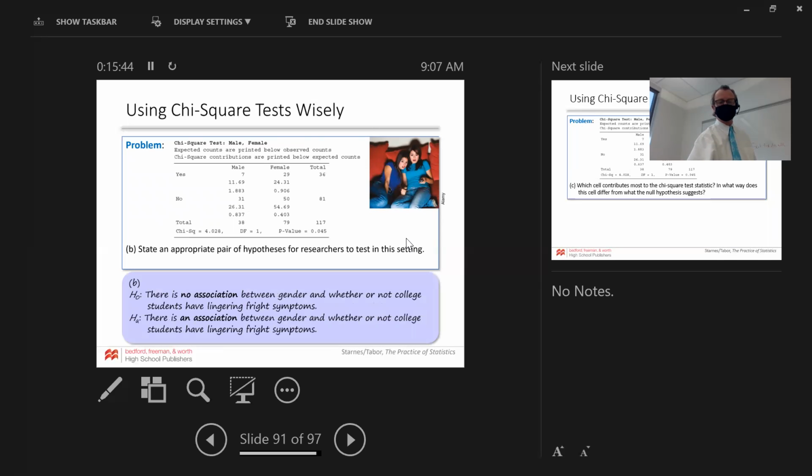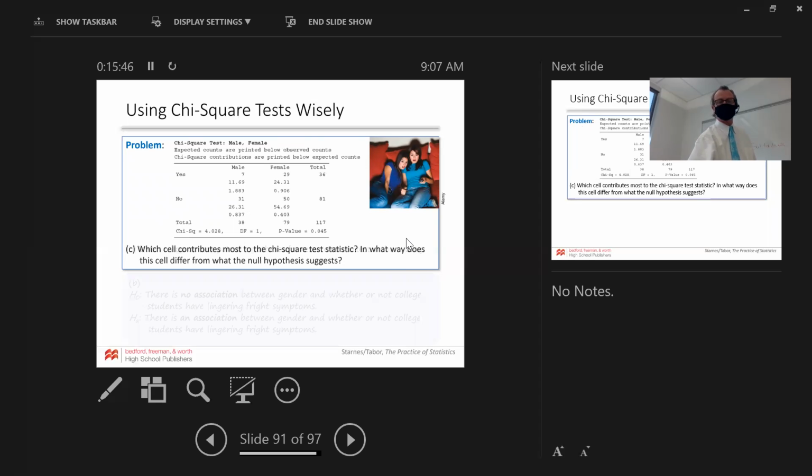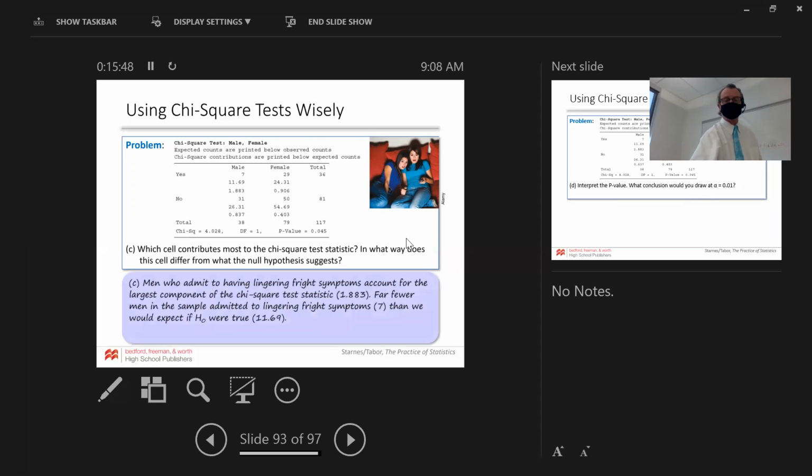No association for the null, an association for the alternate. And they tell you the largest one, your calculator does this for you too. It gives you that contributions list. 1.883 has the biggest effect on the 4.028. It's the largest contribution to that.